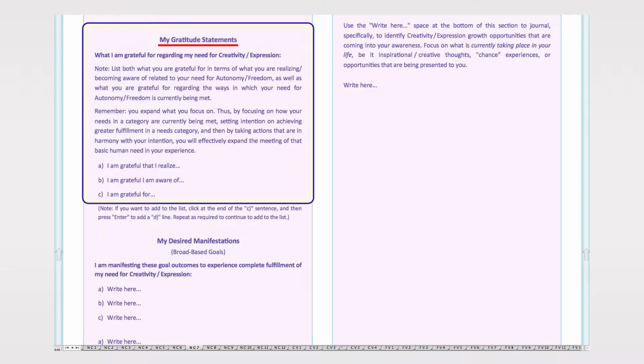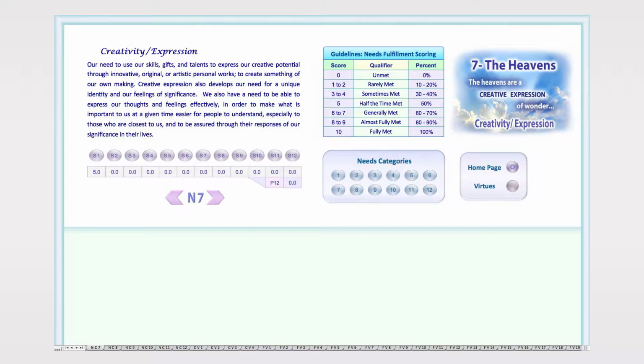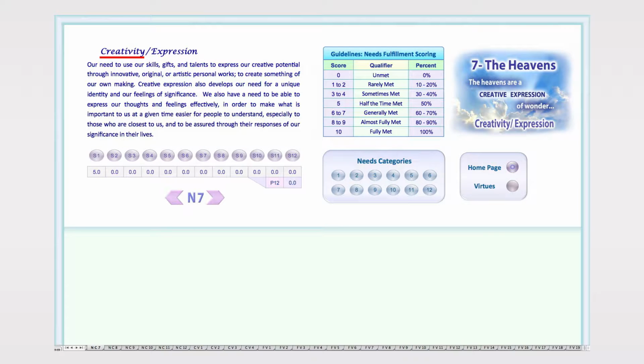As I'm using the creativity expression GAJ page in these instructions, I'll provide some examples related to that needs category in the gratitude statements section. Every needs category has 2 main related needs. In the creativity expression needs category, these are 1, creativity, and 2, expression. Whenever you do something creative, you are also meeting your need to express yourself. Expression in this needs category also has to do with communication.